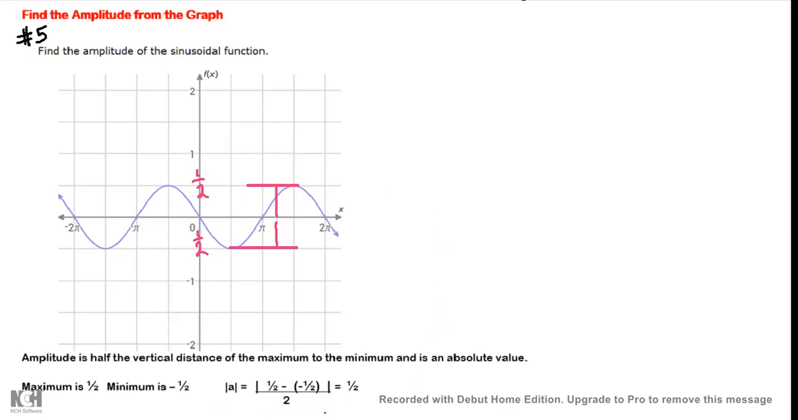But if you're going to do it the math way, it's going to be absolute value. The reason, again, for absolute value is because you're talking about distance. So it's going to be 1/2 up here, take away -1/2. You're going to divide that by 2, and that ends up being 1/2. So the amplitude of this one is 1/2.